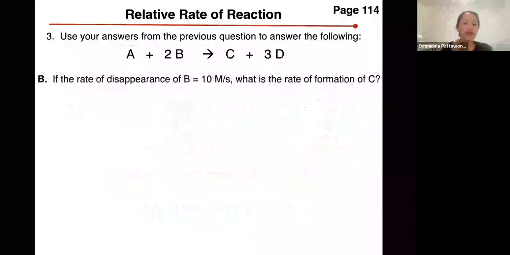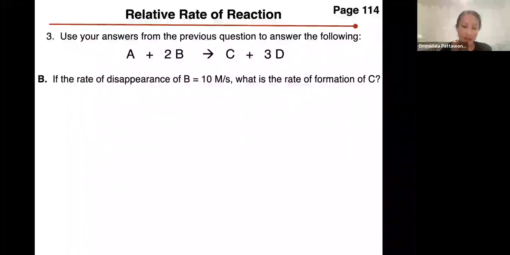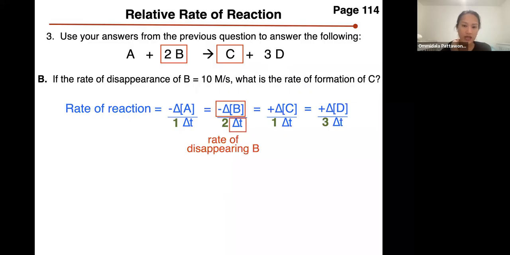All right, second one. If you are given the rate of disappearance of B, 10 molar per second, and it's asking you to find the rate of formation of C. As you see, B has a coefficient of 2, so that means it's being consumed 2 times faster than C is being produced. So in this case, you are going to use the rate of B in order to get C. If you're looking at this, this is the rate without the 2 right here, this is the rate of disappearance of B.